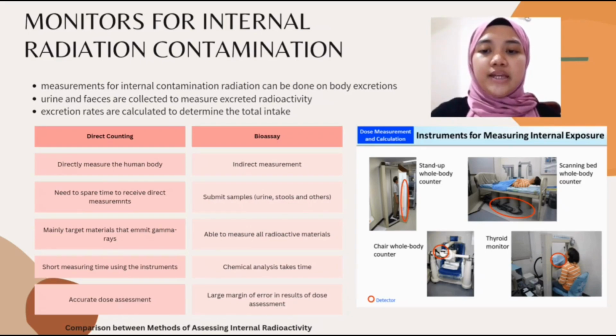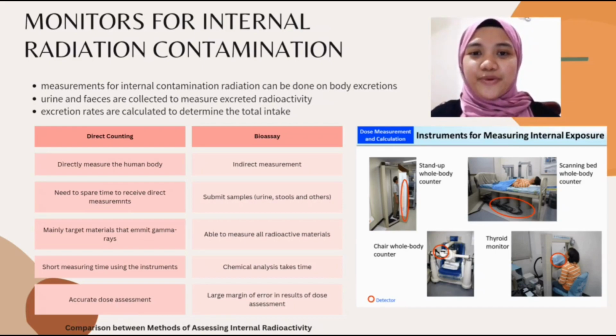Direct counting mainly targets materials that emit gamma rays, while bioassay is able to measure all radioactive materials. For direct counting, the measuring time using the instruments is short, while bioassay chemical analysis takes time. And lastly, direct counting gives accurate dose assessment, while bioassay has a large margin of error in the results of dose assessment. So there are some positives and negatives for both sides.